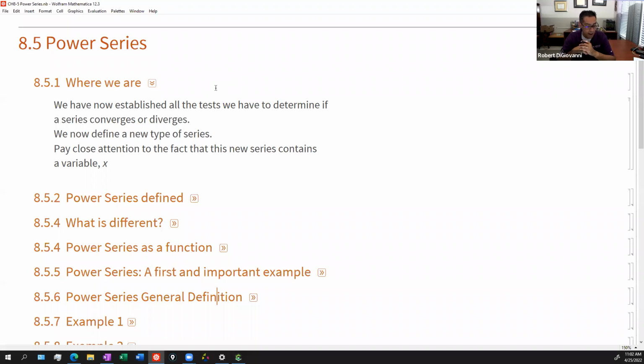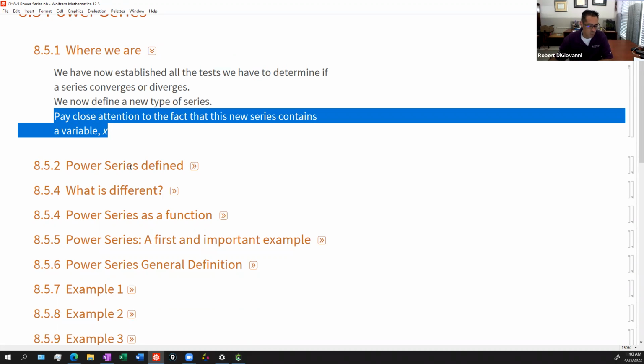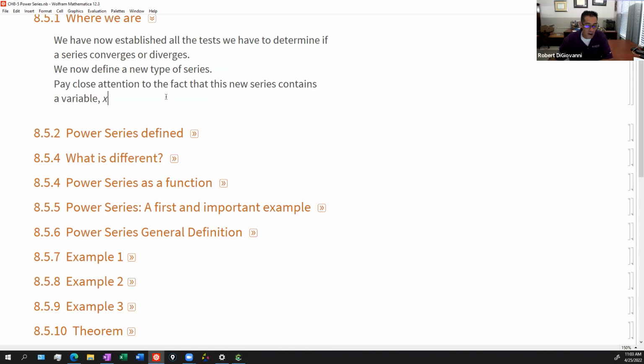So what we're going to do now is define a new type of series. And I want you to pay close attention to the fact that our series is now going to contain a variable. Up to this point, our series have just been a bunch of numbers added up together, right? So, you know, 1 plus a half plus a third plus a fourth, something like that. But now we're going to have variables involved, actually just one variable. So let's define a power series to start.